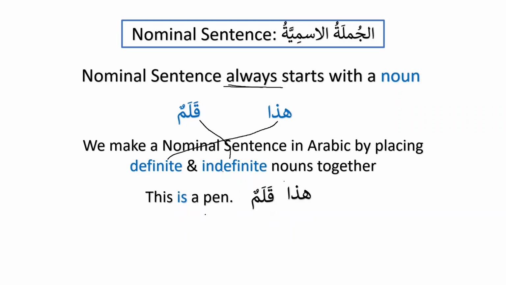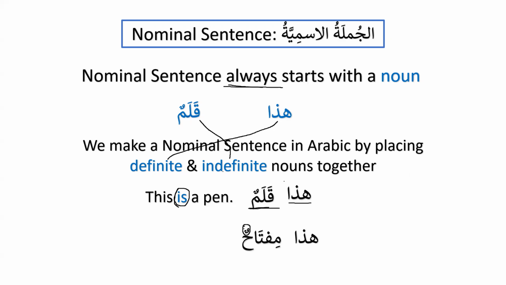Now, how do we get the meaning of "is"? And how do we get a complete sentence? By putting two nouns together. But what kind of two nouns? We must have a definite noun and an indefinite noun. And when we put them together, it becomes a complete sentence. Excellent. Similarly, hada, this, miftahun, key. So this is a key, as we know that miftahun is a common noun, a key.